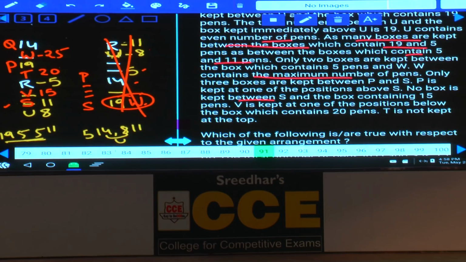And what is the final arrangement here? Q14, W25, P19, T20, R5, V15, S11 and U8.